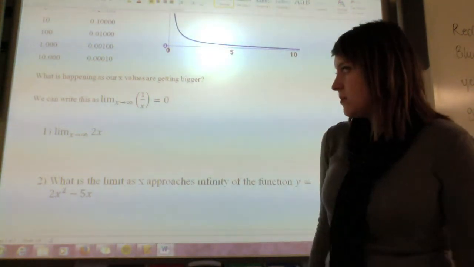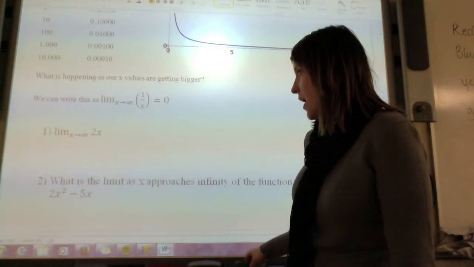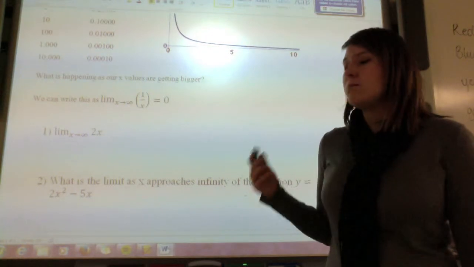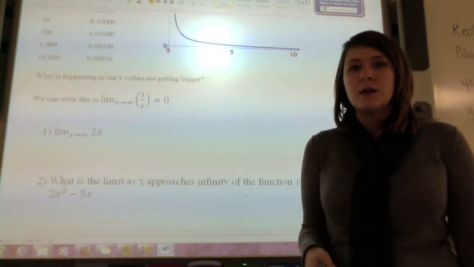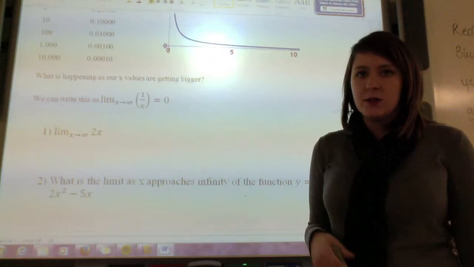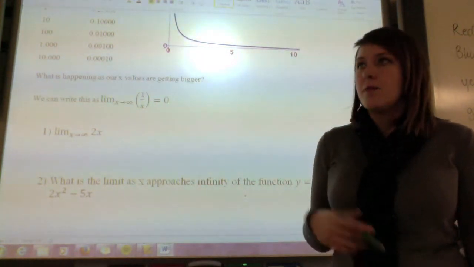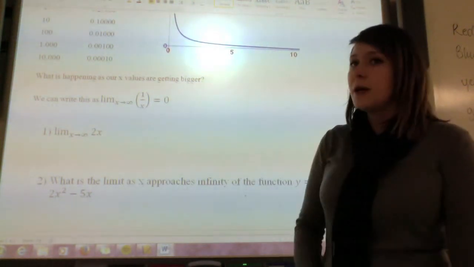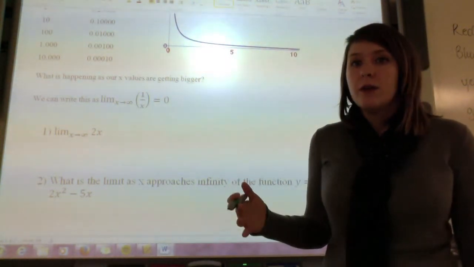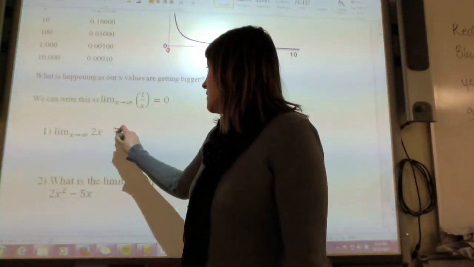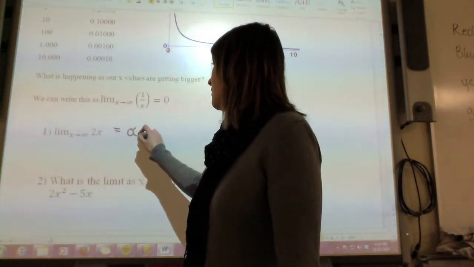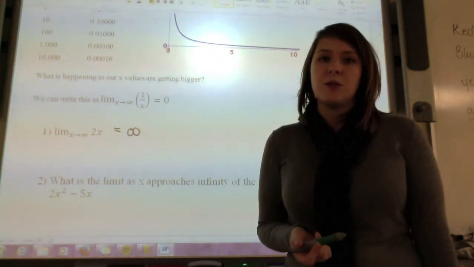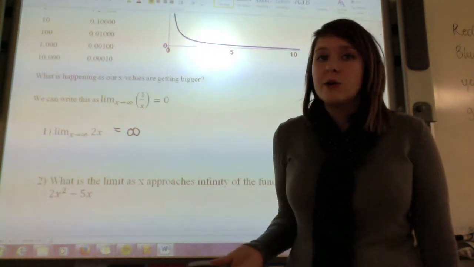Let's figure out what the limit as x approaches infinity of 2x is. Well, let me just think about that. If I am plugging in bigger and bigger values of x, so let's say I plug in a 1, I get 2. I plug in a 10, I get 20. I plug in 100, I get 200. I plug in 1,000, I get 2,000. The bigger numbers that I'm plugging in, the bigger value I get out. So this is actually going to be approaching infinity. So as my x value is approaching infinity, my 2x is also approaching infinity.